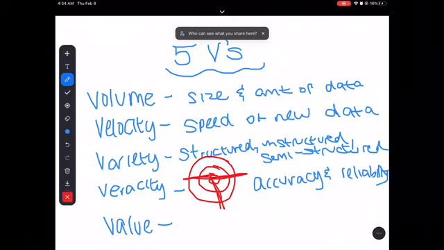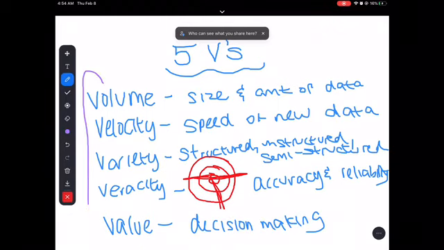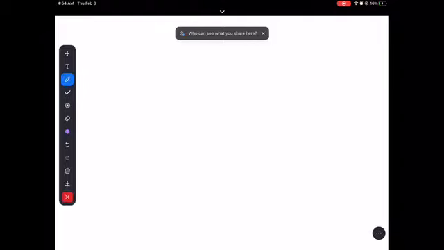Next, we have value. And value is basically the importance of using big data for decision making. Okay, so using all of these 5 V's, we can identify or classify whether something is big data or not.